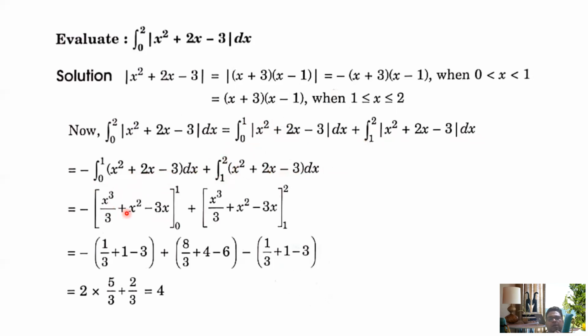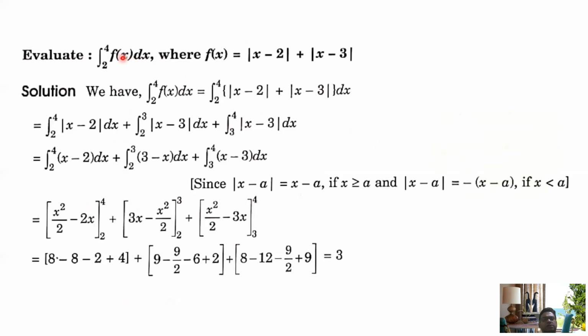Now integrate: x cube by 3 plus x square minus 3x from 0 to 1, with a negative sign, plus x cube by 3 plus x square minus 3x from 1 to 2. If I substitute the upper and lower limits: minus of (1 by 3 plus 1 minus 3), and substituting 0 gives 0. Then the upper limit 2 gives 8 by 3 plus 4 minus 6, minus the lower limit 1 by 3 plus 1 minus 3. After simplification we have 10 plus 2, that is 12 by 3, that is 4. 4 is the answer.